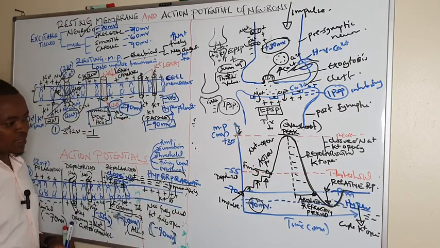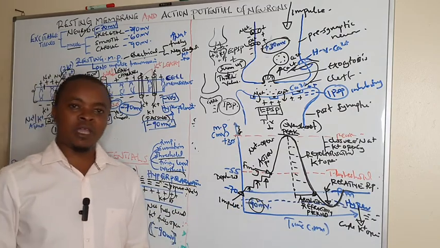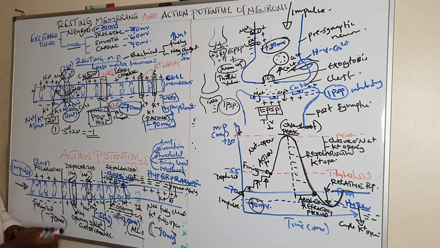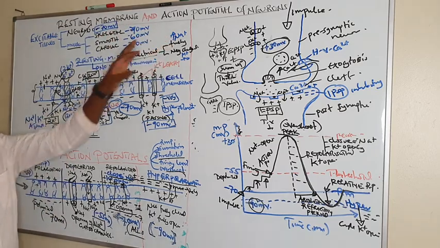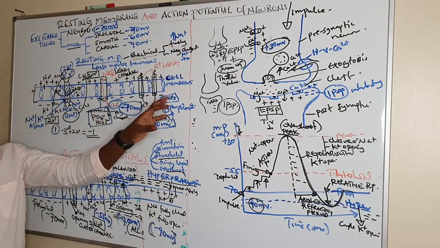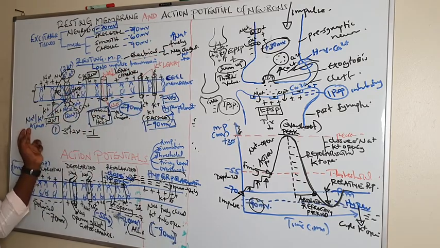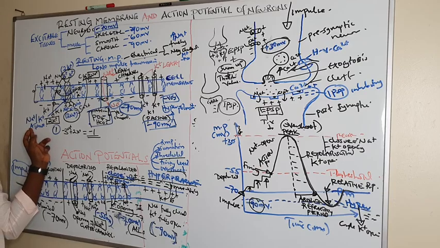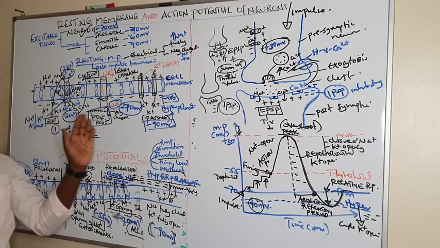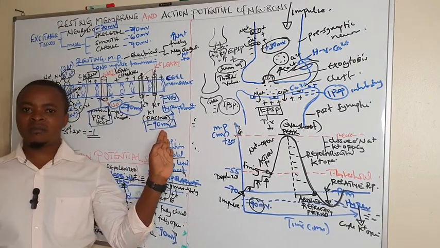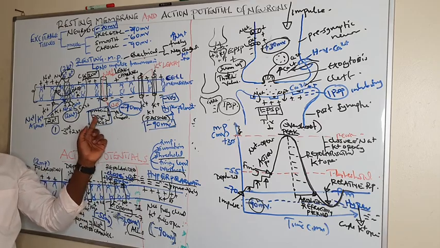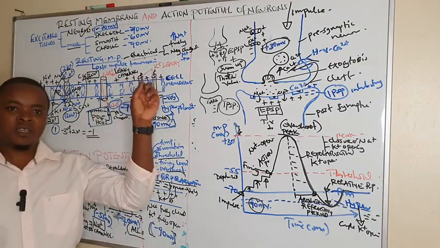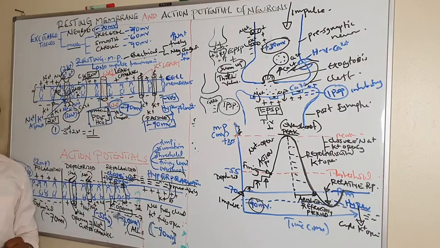So this is what we can discuss in this session, whereby we have looked at the excitable tissues and their resting membrane potentials. We have seen the mechanisms by which they are maintained: the sodium-potassium pump, then the leaky sodium and leaky potassium channels, together with negatively charged proteins and phosphate which cannot leave, hence maintaining the resting membrane potential.